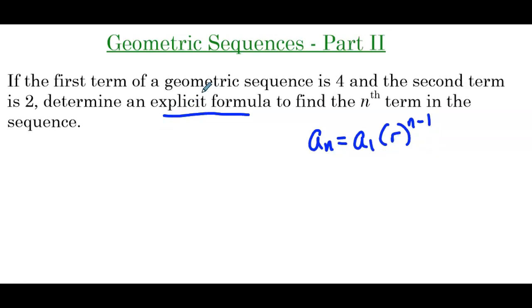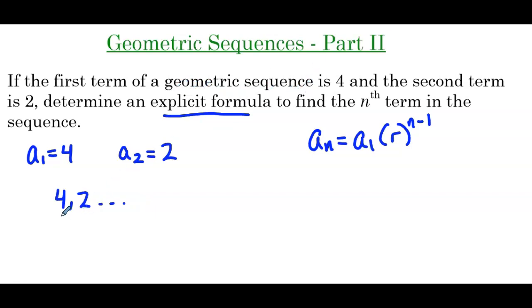Okay, so now let's take the information they've given us and write it out with our subscript notation. First term is 4, so a sub 1 equals 4, and the second term is 2, so a sub 2 equals 2. They happen to give us 2 consecutive terms of the sequence, which is really helpful. This sequence would be 4, 2, and then continue on. I don't know what the values would be, but I know it's geometric.